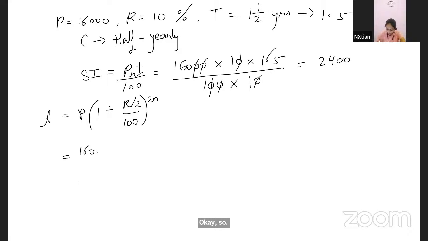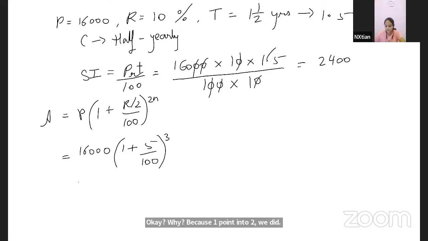Then in the bracket, 1 plus, rate will become 5 by 100, and n becomes 3. Why? Because 1.5 into 2 we did, so it's into 3. That is why my power became 3. Now solve it. Take LCM and solve.